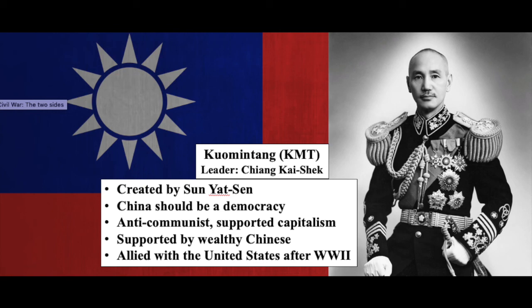They believed China should be a democracy, they were anti-communist, they supported capitalism, and often found support from the West. They were also supported by the wealthy and working class Chinese, the middle class Chinese. And they allied with the United States after World War II as well.